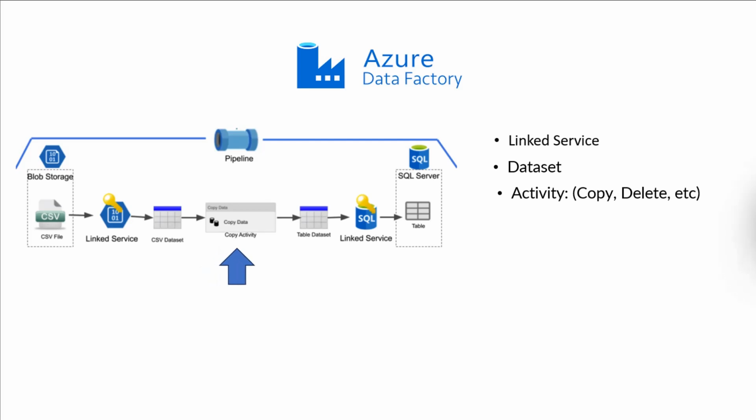Next one is activity. Activity is a task that you want to do on your data. It might be a copy task. It means that you want to copy data, or it might be delete. It means that you want to delete data. So activity is copy, delete, or things like this.